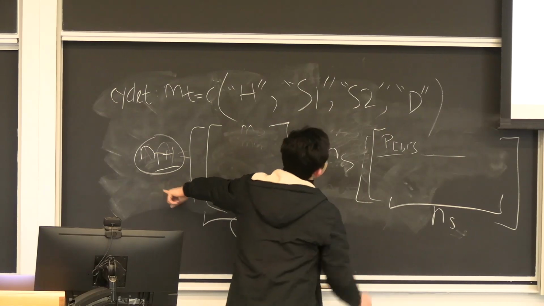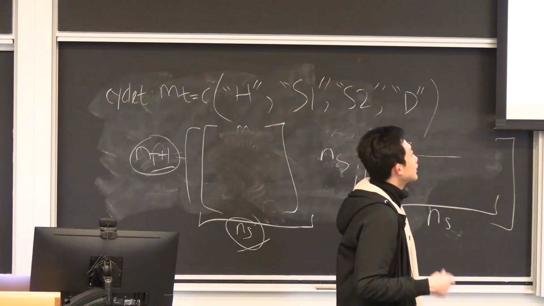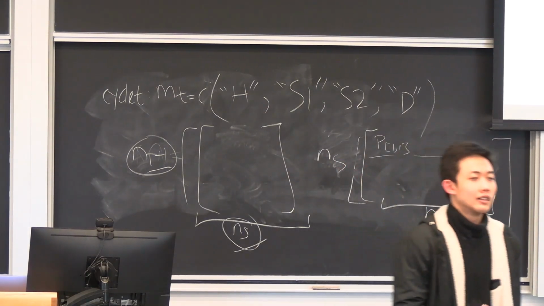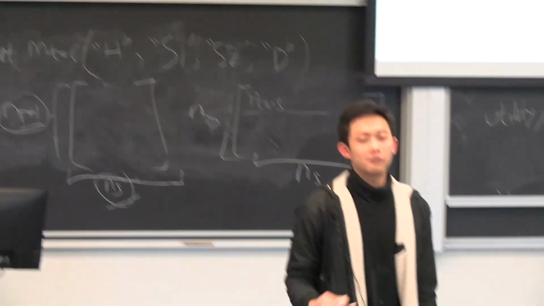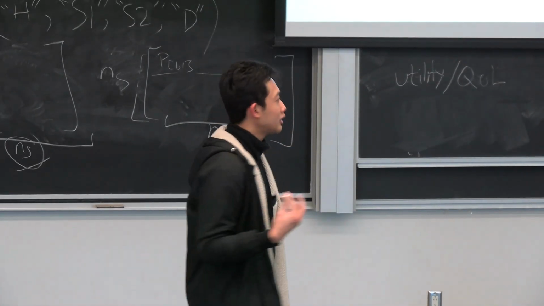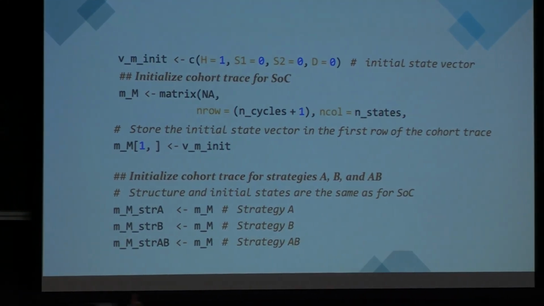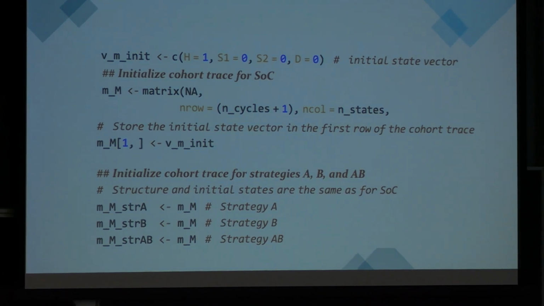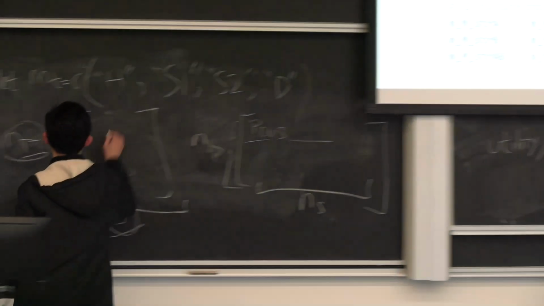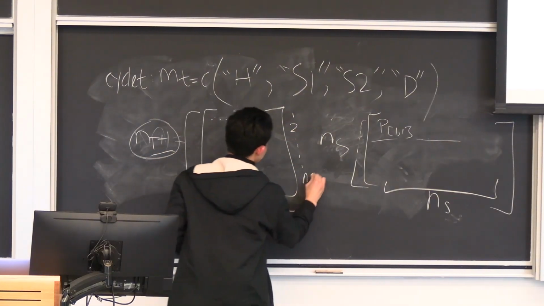The big matrix M has rows equal to the number of cycles plus 1, and columns equal to the number of states. So again, maybe you are CS kids, so you are very familiar with Java, Python, and C or C++. They start with index 0, but in R, we start with index 1. That's why we need to insert the initial vector at index 1 instead of index 0. This is something new if you are new to R. So you insert the initial vector here at index 1, index 2, until index nt plus 1.